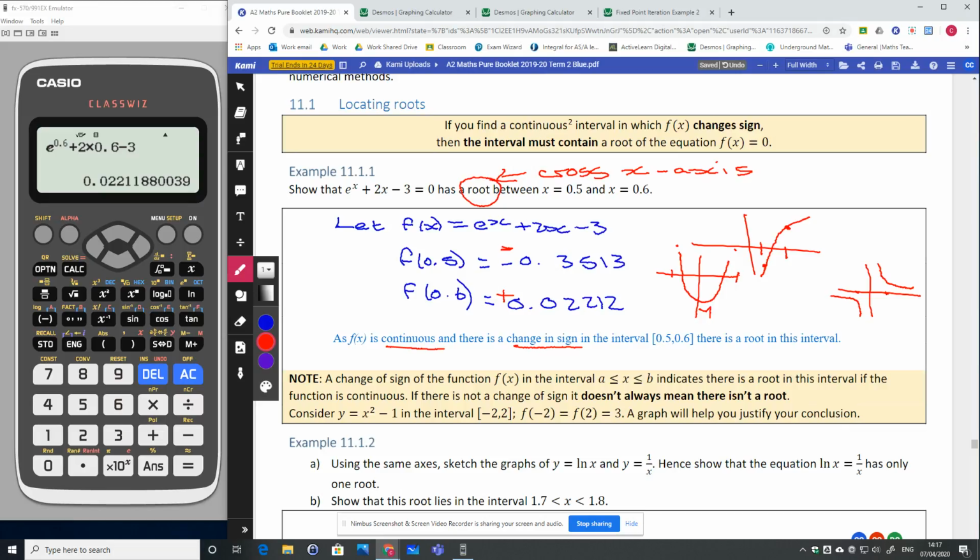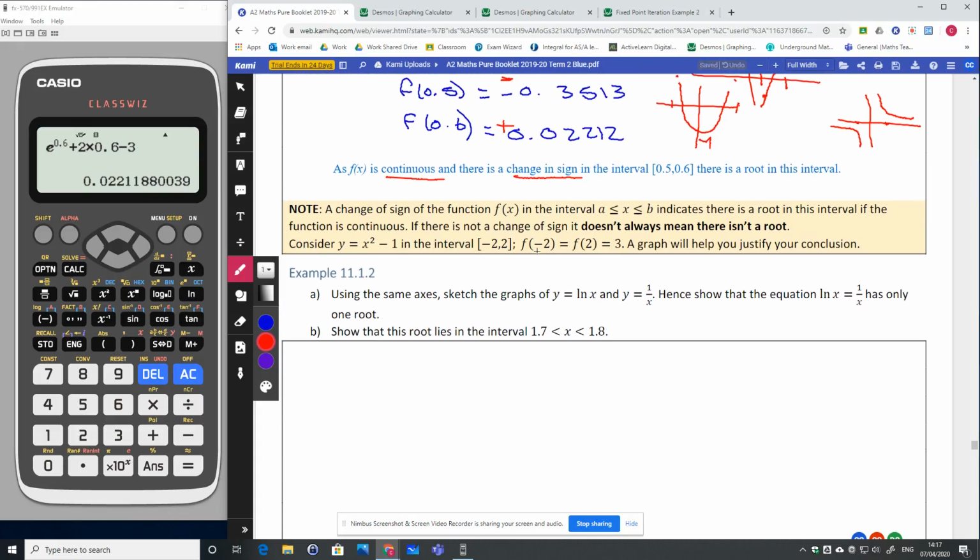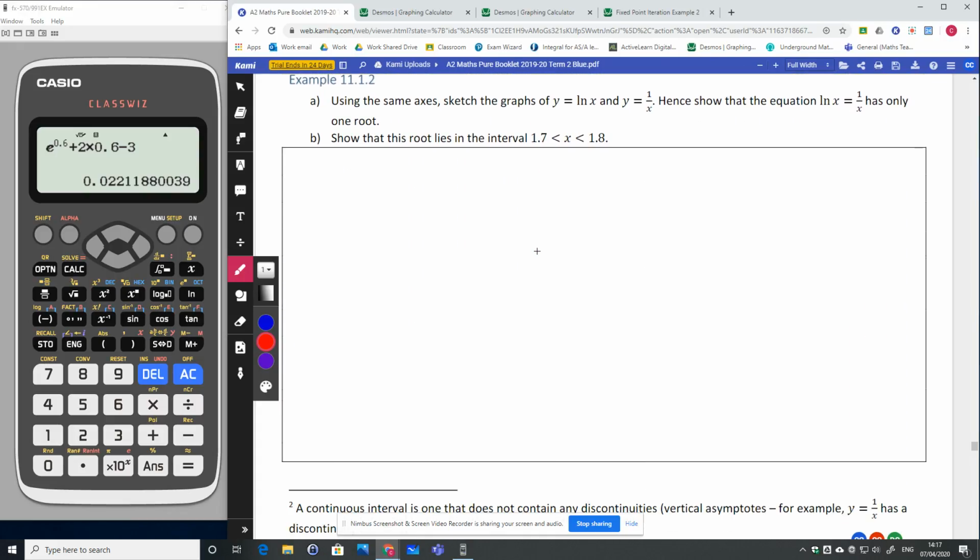That's not the only thing that we need to be looking at, and knowing your graphs and having a quick sketch of what the graph looked like would really help when you're trying to write your conclusions, both for continuity and for looking for a change of sign. Generally, you'll get quite a small interval that you'll be working with, and the exam question generally sets that up for you. So moving on to 1.2. Using the same axes, sketch the graph of y equals ln x and y equals 1 over x.